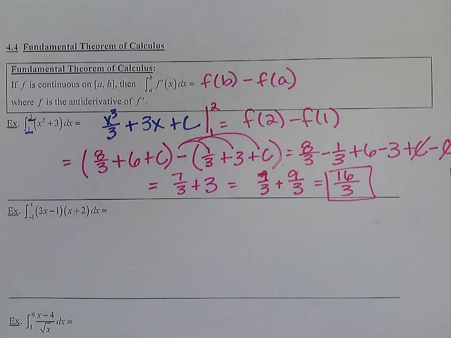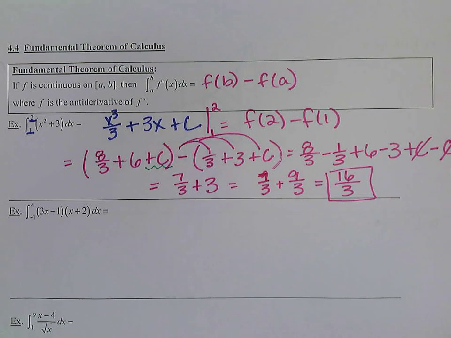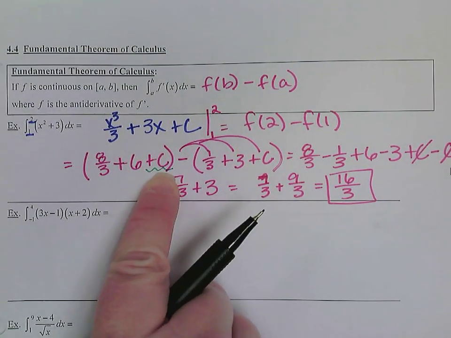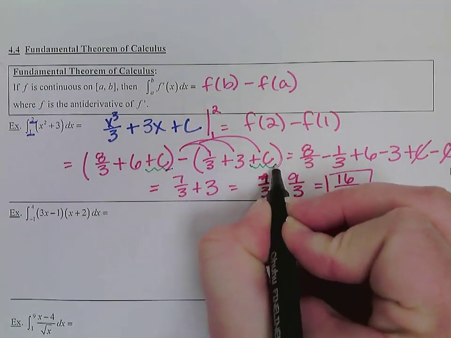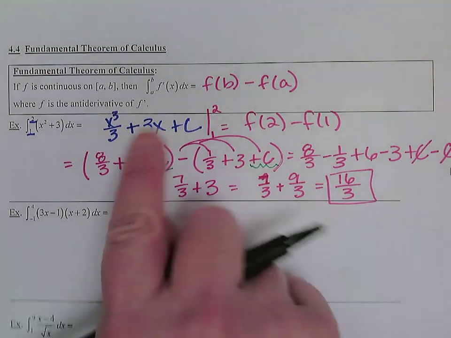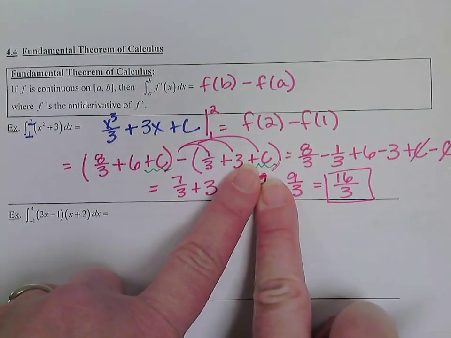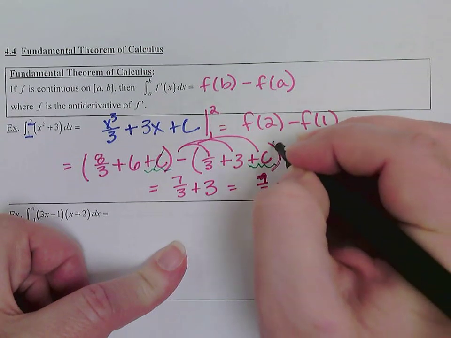I want to point out something real quick. When we took the indefinite integral, we ended up with the constant of integration, the plus c. Well, if I take this plus c and I subtract this plus c, they cancel each other out. Do you think that'll always happen? If I'm taking this function and I have the plus c and then I subtract that function, are those always going to cancel out? Absolutely.